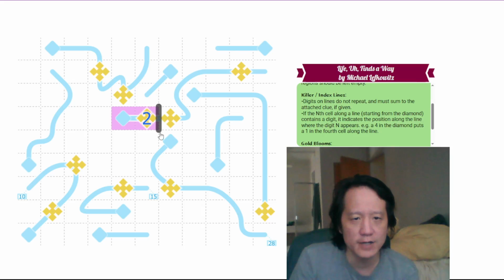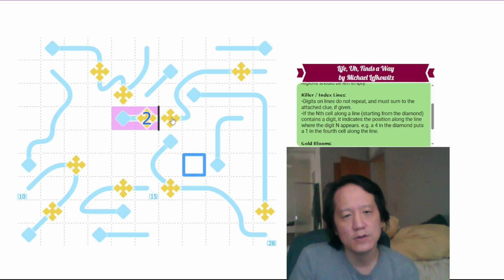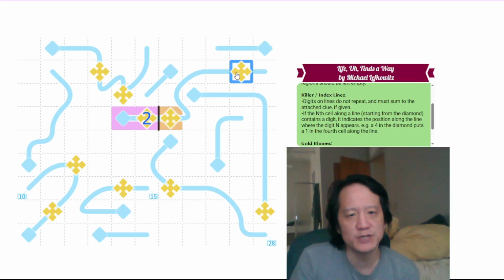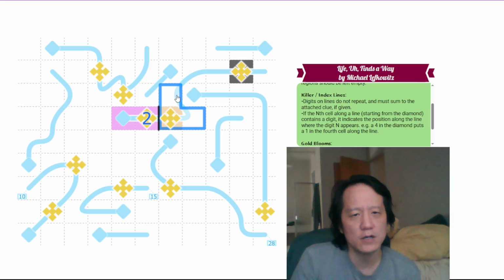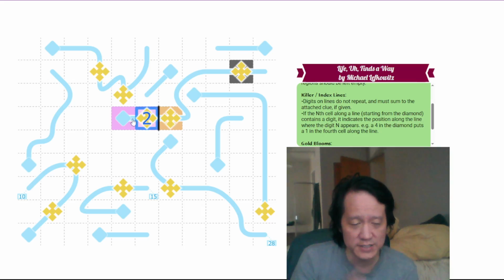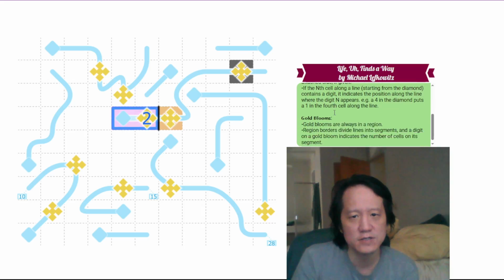It's gonna be blocked here because if this was the same region, these would be the same digit, which is not allowed. This is a different region, and it must be a different region than this, because, again, you can't have repeats on the index line. So this is 2. This could be up to... So it could be 1, but the problem is it doesn't add up to what 2 does.